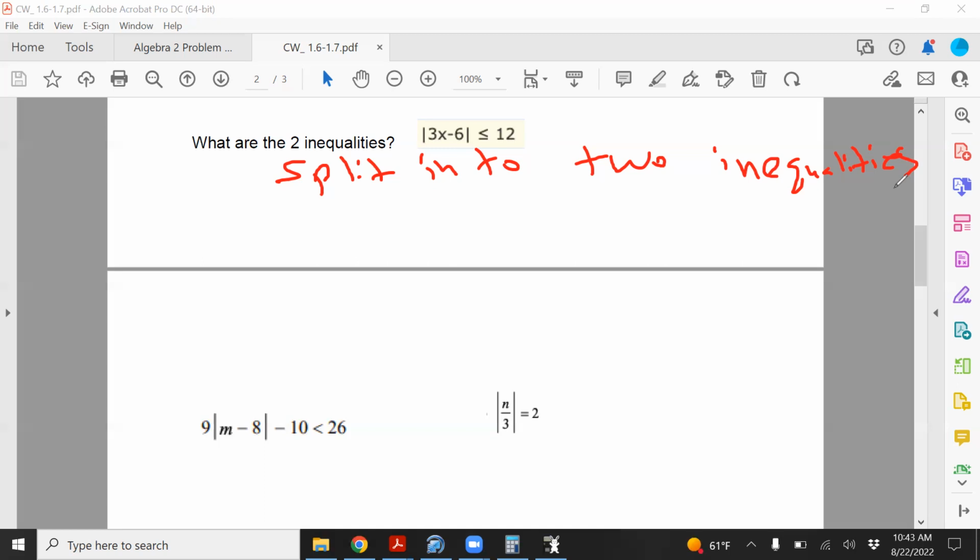Absolutely. x can be less than negative 4 or x is greater than 4. So when you have an absolute value inequality, you're going to have two scenarios you must consider, like we did with the equations. When you have inequalities of absolute value, you must consider two situations. And I'm going to show you how to solve it.